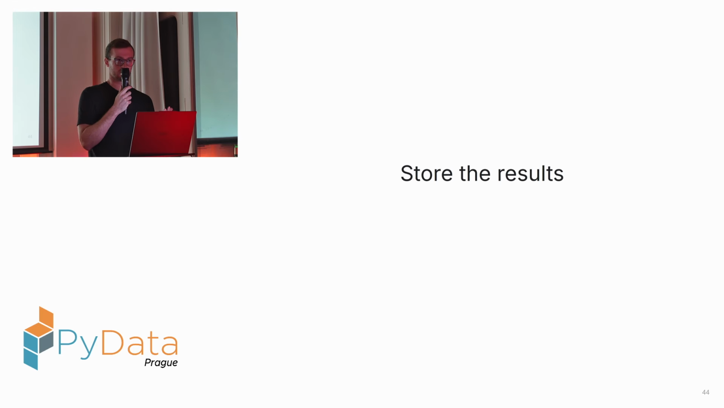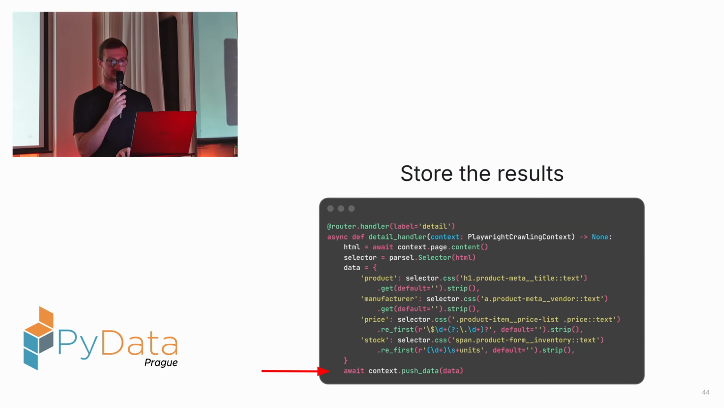But up until now, we've been only printing the results. But that's not much useful, right? We probably want to store them somewhere. So let's update our detail handler to call this push data utility function to store the data into the underlying storage.